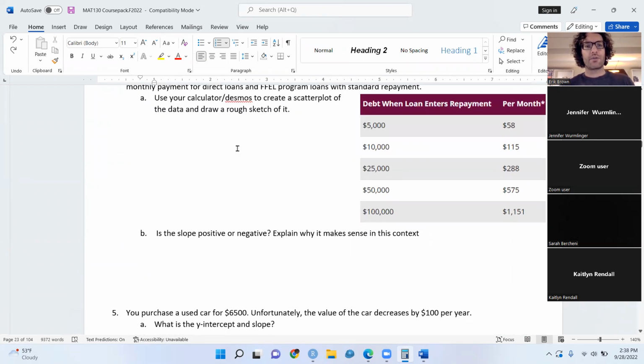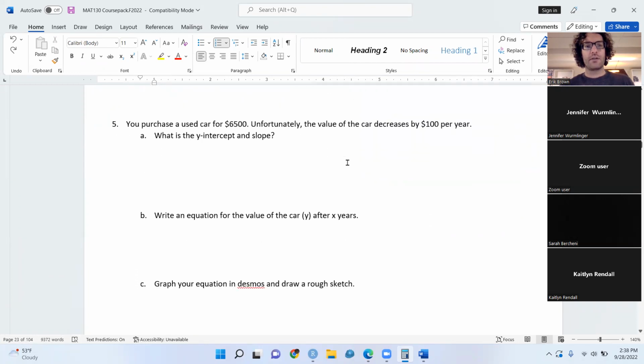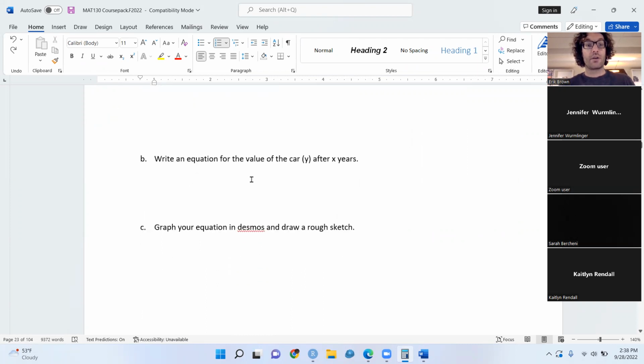And then the second thing is I want you to graph these values and see what kind of shape you get. And then I want you to identify a slope and a y-intercept here in question 5. Don't worry about writing the equation yet because we haven't talked about that. We'll talk about that on Monday when we do 2-4.